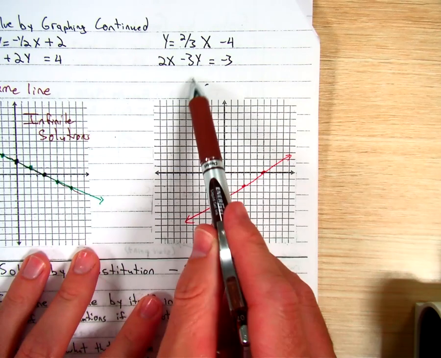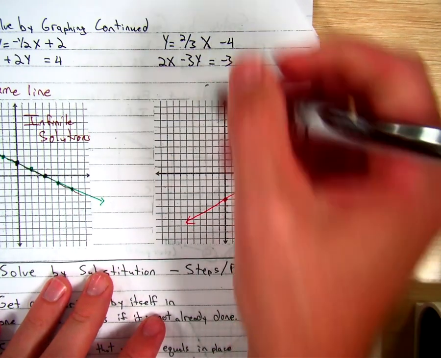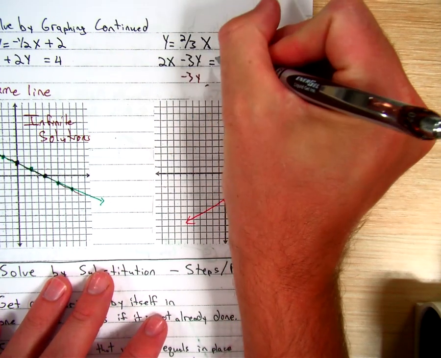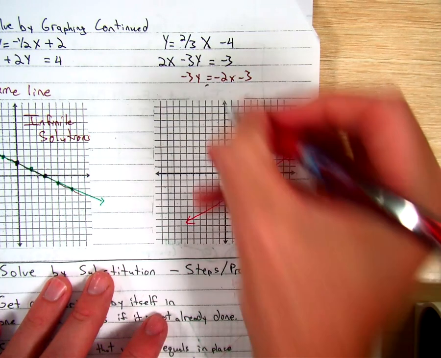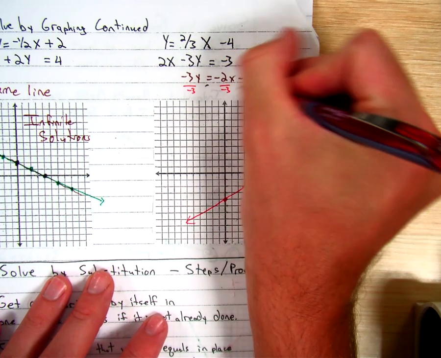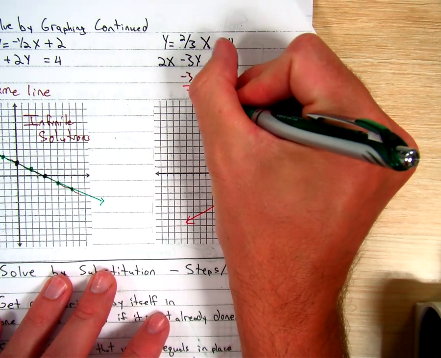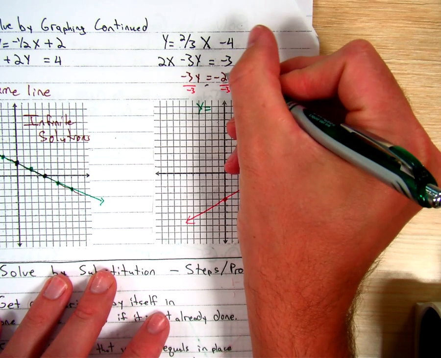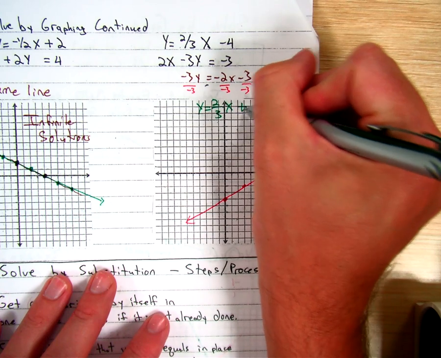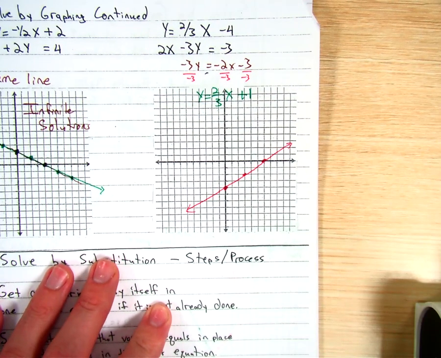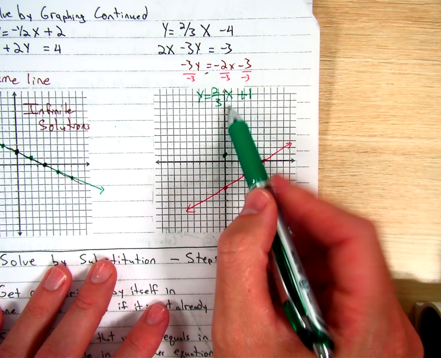Okay, this one, it's not the greatest for cover-up methods, so we should probably solve this out. Subtract that 2x over and divide by a negative 3. Y equals negative 2 over negative 3 is a positive 2/3 x. Negative 3 over negative 3 is going to be a plus 1. So we're starting at positive 1 this time, with a slope of 2/3, which matches the other slope.